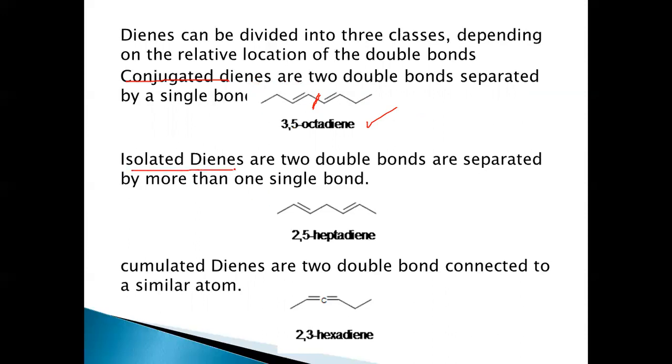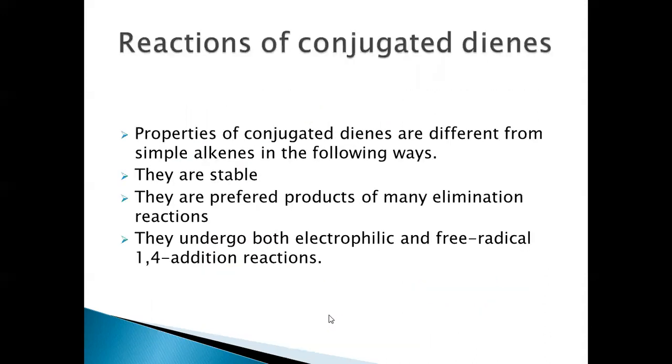Anything which has two double bonds in a conjugated manner is called a conjugated diene. The second is isolated dienes, where the double bonds are separated by more than one single bond. Here there are two single bonds separating the two double bonds. This is 2,5-heptadiene. These are called isolated dienes. The third is cumulated dienes, where the double bonds are present on the same carbon atom. These are also called allenes, and the double bonds are just adjacent to each other.